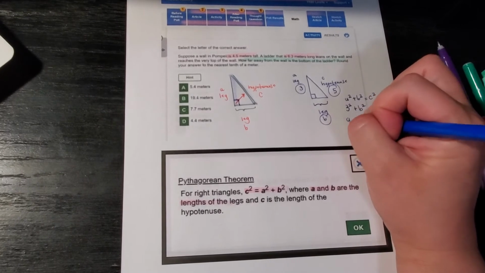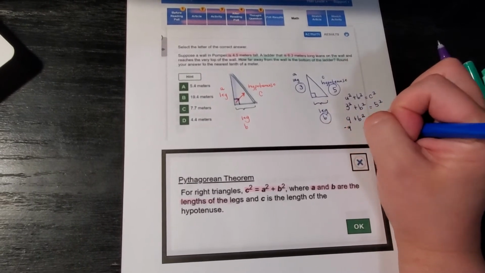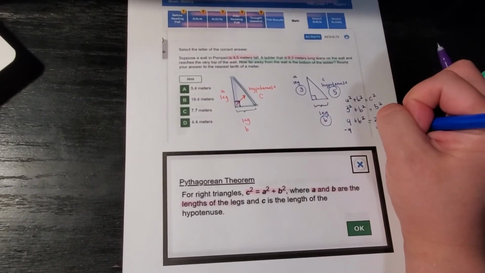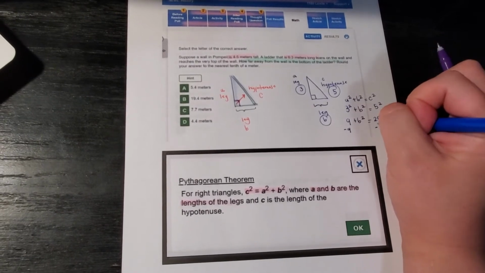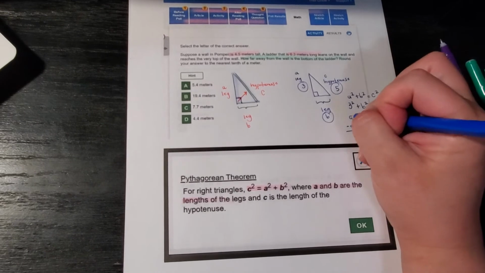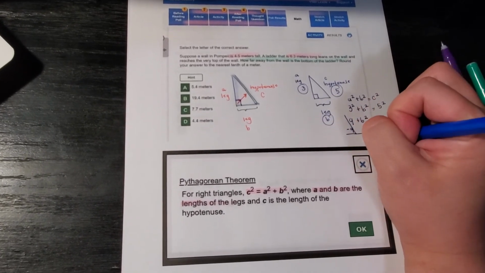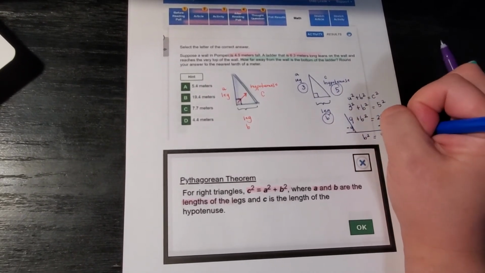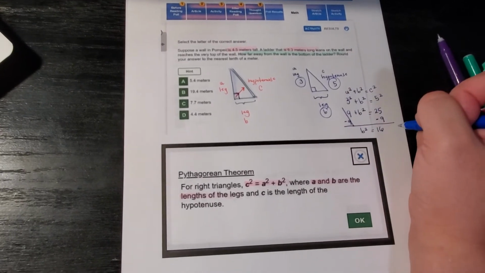So since this is a positive 9, I'm going to go ahead and subtract 9. Whatever I do to one side, I have to do to the other side of the equation. So I'm going to subtract 9 from both sides. That cancels out. So I'm left with B squared equals 16.